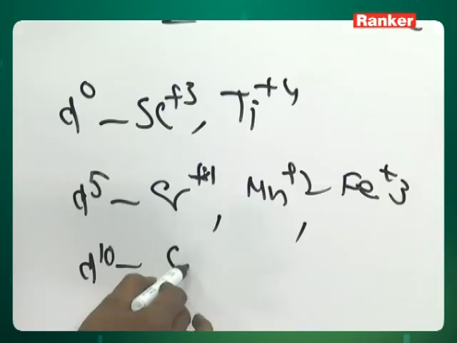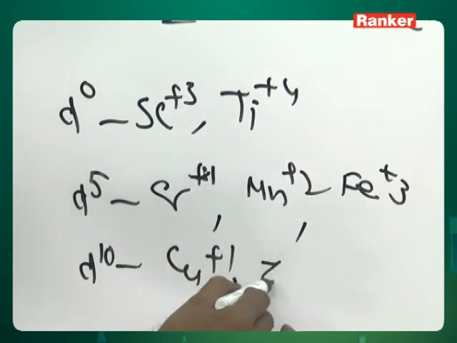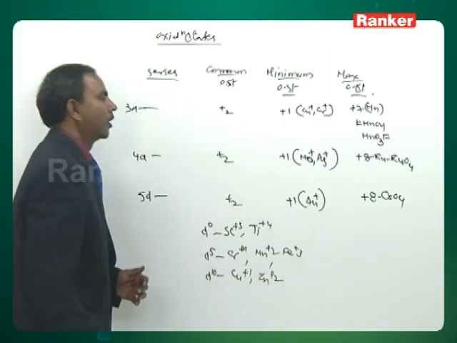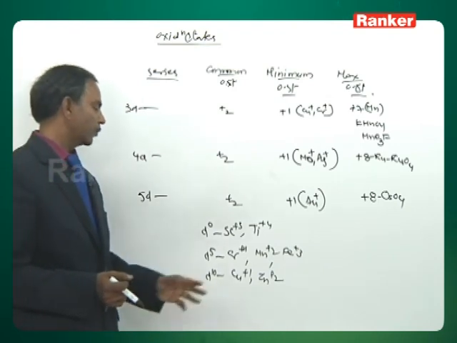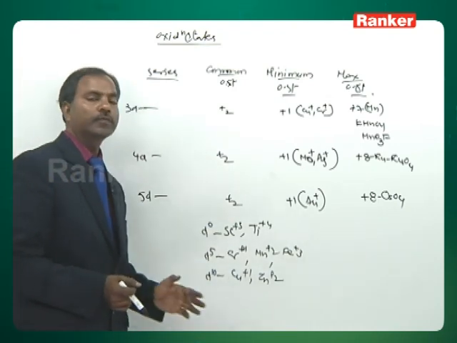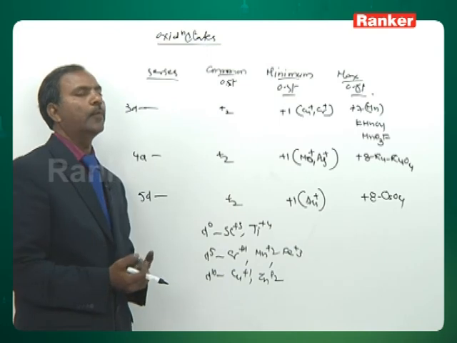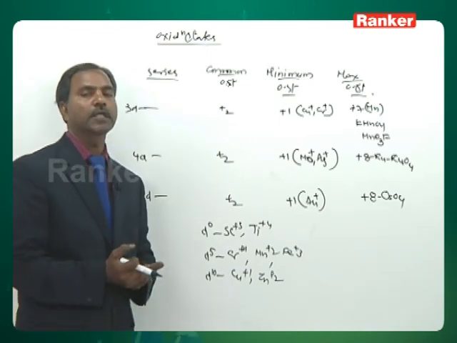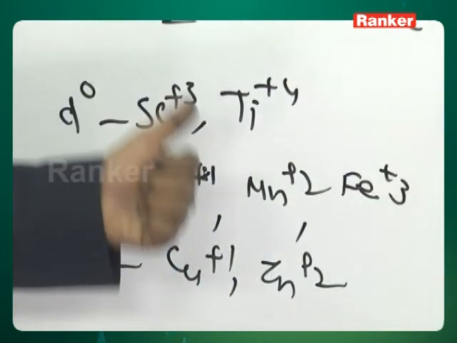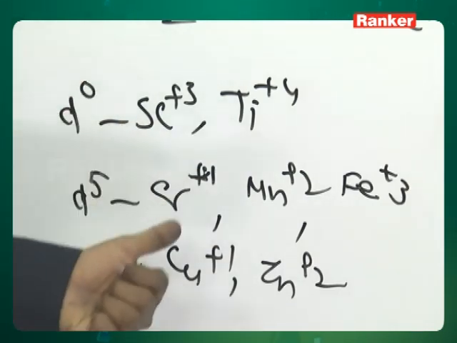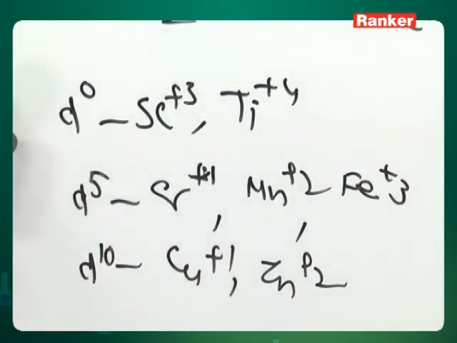For d10, take copper +1 and zinc +2. All these oxidation states we consider stable oxidation states. Why? Because in these oxidation states, the metal ions gain either the stable d0, d5 or d10 electronic configuration. Therefore, these are considered stable oxidation states.